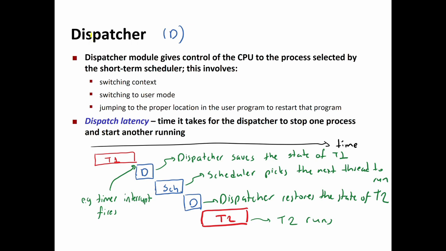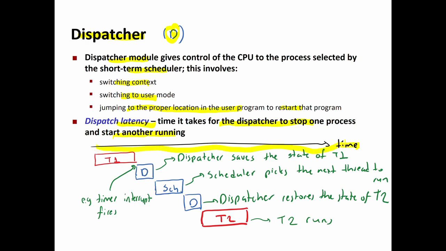Let's note that we talked about making the context switch, that is a mechanism, and the module that does that is often called a dispatcher. So I'll mention it with D. The dispatcher module gives control of the CPU to the process selected by the short-term scheduler. So it switches context, switches to user mode, and jumps to the proper location in the user program to restart it. And there is a dispatch latency, which is the time it takes for the dispatcher to stop one process and start another one.